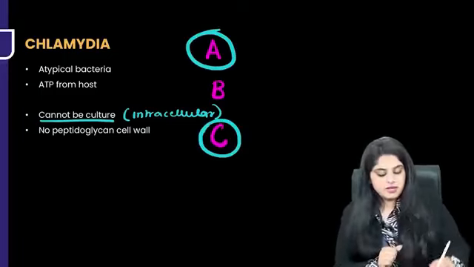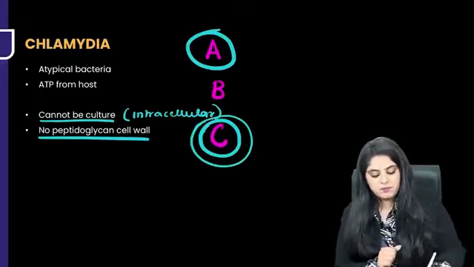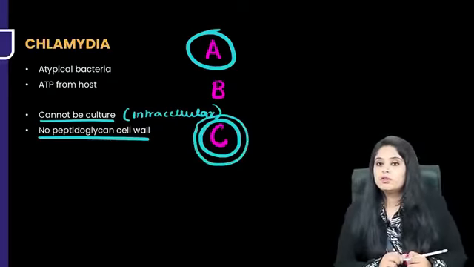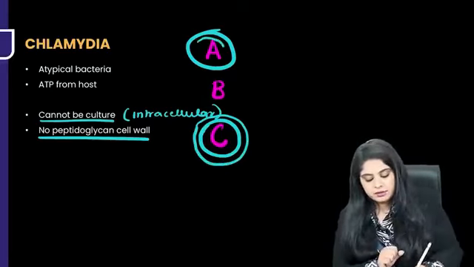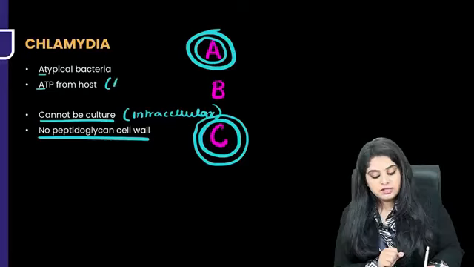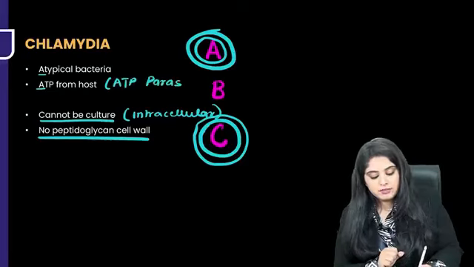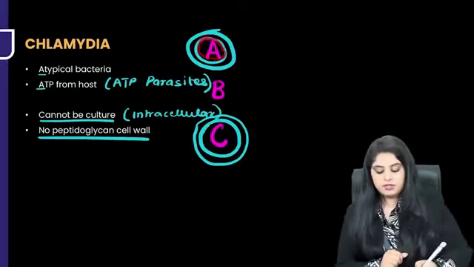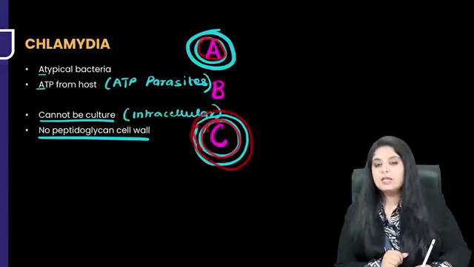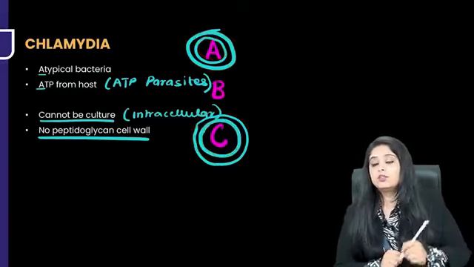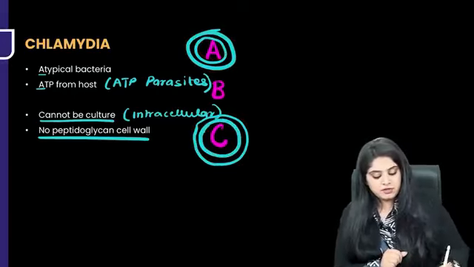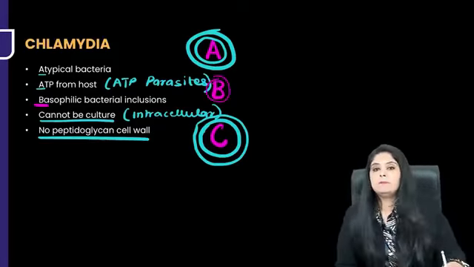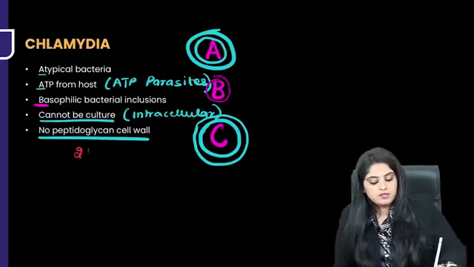And do you know what else makes it atypical? Because it doesn't have the peptidoglycan cell wall. That is another thing that makes it atypical. Also, it is quite a greedy bacteria. It's going to take ATP from the host. So these are actually said to be ATP parasites. They are parasites only because they are trying to take out ATP from me. So A and C are done. These are atypical. Why atypical? Because they don't have a peptidoglycan cell wall and they cannot be cultured. Another thing, they are ATP parasites. And finally, B for basophilic. They are going to show you basophilic inclusions, and that's the B that you have. So chlamydia is ABC.